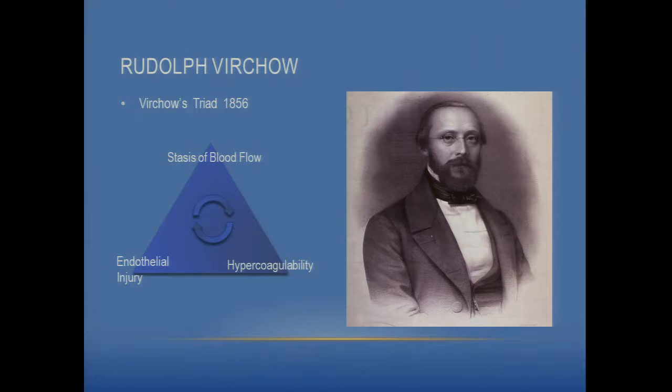In his research, he described some of these factors, such as stasis of blood flow, intrinsic hypercoagulability, and endothelial injury, but he did not actually elucidate them in these simplified terms. And he really had nothing to do with the idea of the triad. It wasn't until about 100 years later in the 1950s that someone decided they were going to coin this term, Virchow's triad, and attribute it to him from 1856, which was when he published his paper on pulmonary embolism.